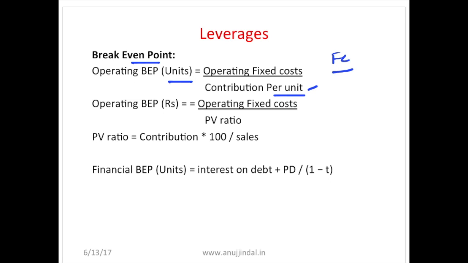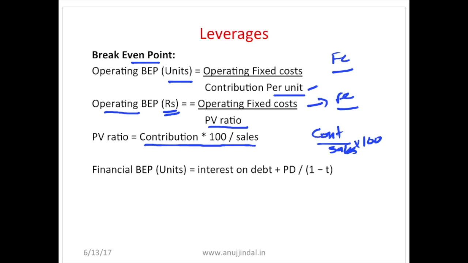When we're talking about operating break-even point in terms of rupees, then again fixed cost remains the same, but you divide it by PV ratio. And PV ratio can be defined as contribution upon sales into 100. Contribution upon sales into 100 is the PV ratio. So this is how you find out operating break-even point in terms of rupees and in terms of units.